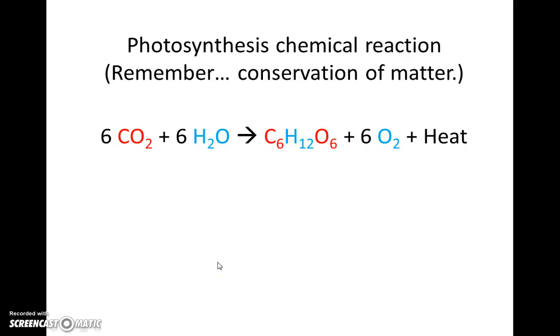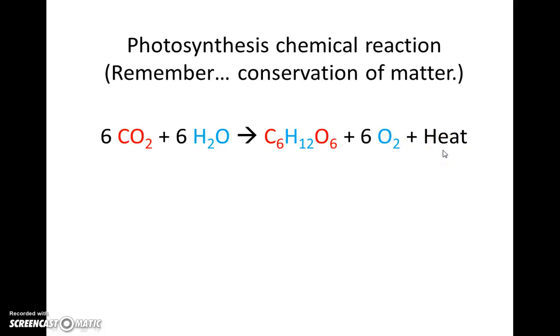All right. So here is the equation for photosynthesis. Again, you've got carbon dioxide and water as well as light. Light should be on here as well. That's the energy that's going to be used for this process. So these are our reactants. Here are our products. The plant is going to produce sugar, and it's also going to produce oxygen. And then you do get some heat, of course.